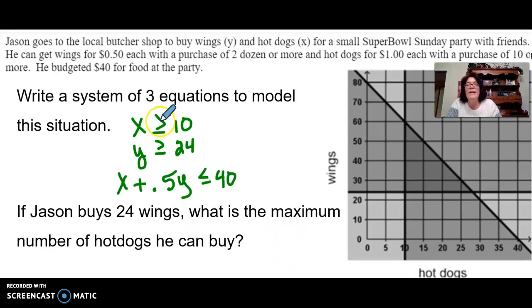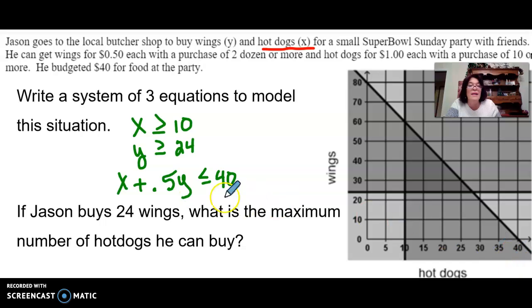Okay, so we have to buy 10 or more hot dogs, and hot dogs was X. So that's where I got X is greater than or equal to 10, which is right here, this line. We have to buy 2 dozen or more to get this 50 cents each of wings. Well, 2 dozen, that's 2 times 12, that's 24. So Y is greater than or equal to 24. So here's that line. Okay, greater than or equal to 10, greater than or equal to 24.